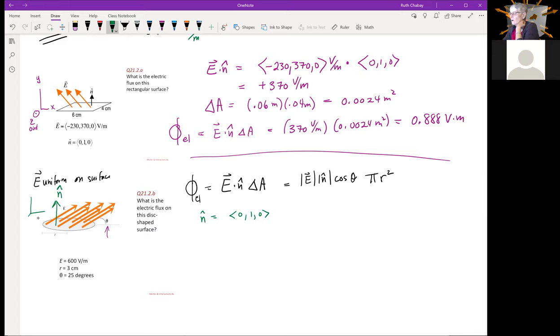The n hat matters because, are we given the angle between n hat and E in this case or not? And the answer is we aren't, because this angle theta is the angle between electric field and the surface, but the angle we need here is this angle.